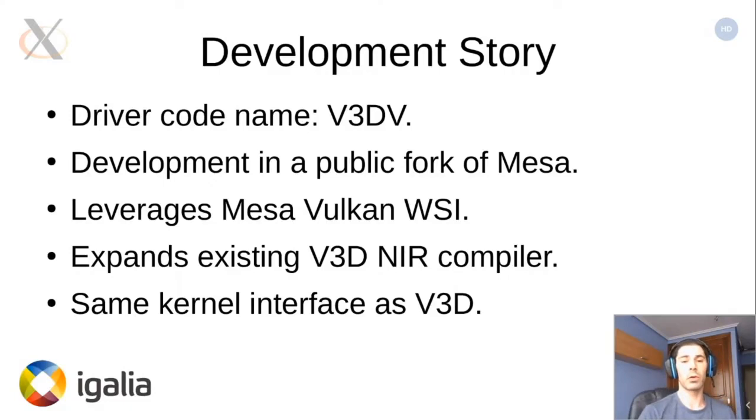We also continue reusing the V3D backend compiler from the OpenGL driver, which is based on NIR. We just expanded it as it was necessary to cover some of the Vulkan specific features and semantics. And of course, in this process, we also reuse the SPIR-V translator layer to NIR. And this is something that may or may not continue to happen in the future, but at this point, we are also using the same kernel interface that we use with the OpenGL driver.